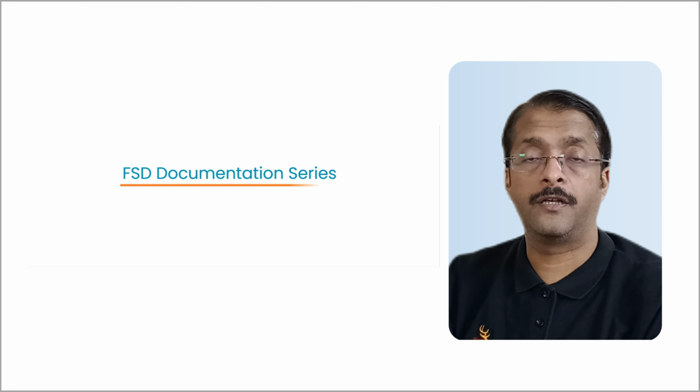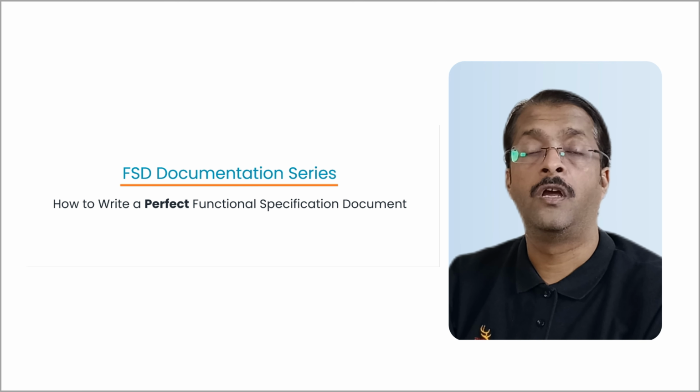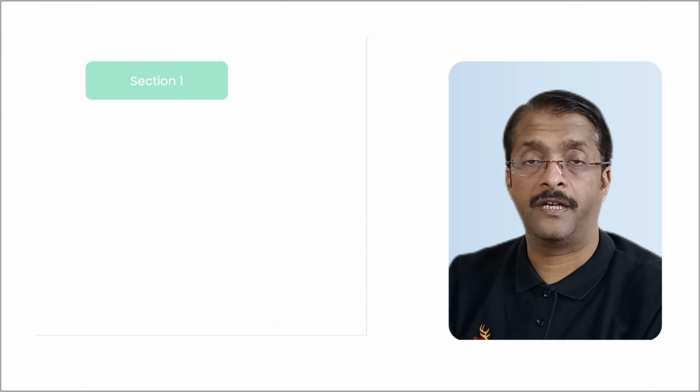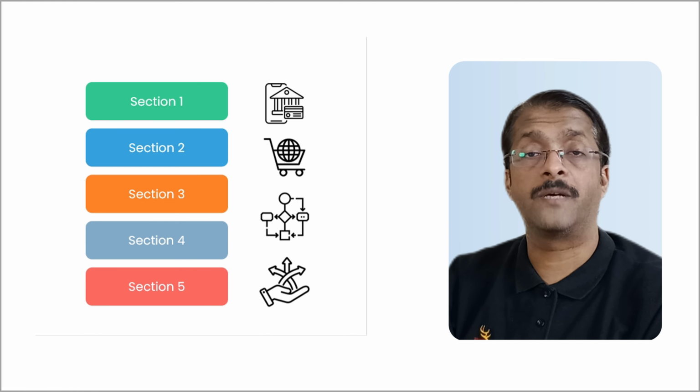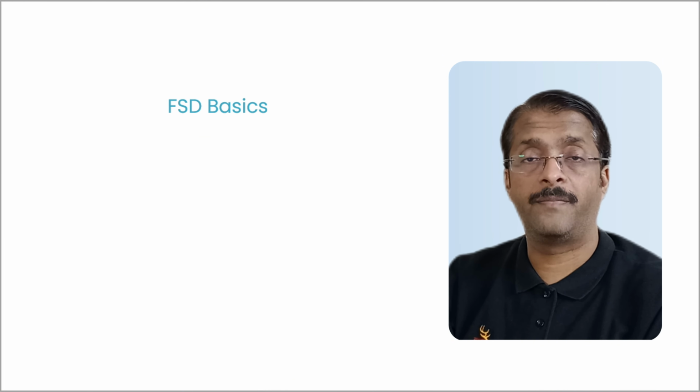Today, we will be starting a new series on how to write a perfect functional specification document. We will discuss each section in detail using real-world business examples so that we can understand each concept in depth. The course is divided into 8 to 9 videos so that you can understand clearly and learn at your own pace. In today's video, we will cover the basics.